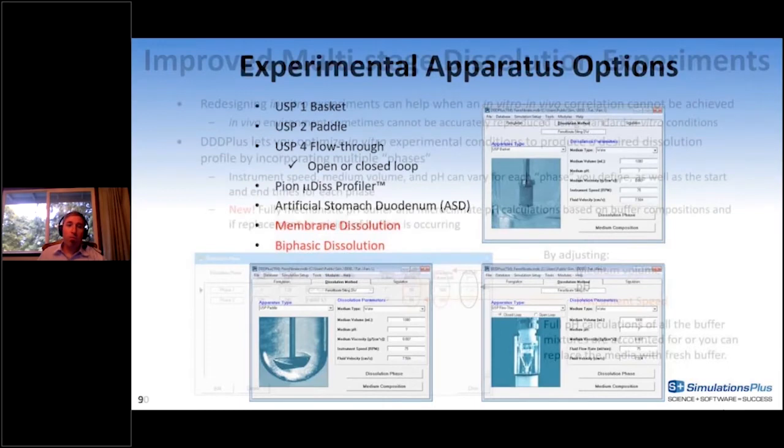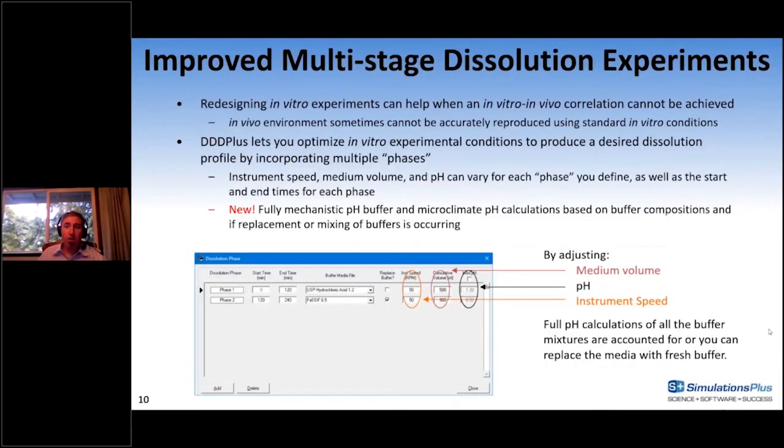We've improved the multi-stage dissolution experiment functionality in GastroPlus. That allows you to quickly redesign your in vitro experiment to more accurately produce an in vitro to in vivo correlation. If you need to adjust your in vitro method to have a multi-stage dissolution that will better simulate the in vivo condition, you can do that with our multi-stage dissolution experiment.